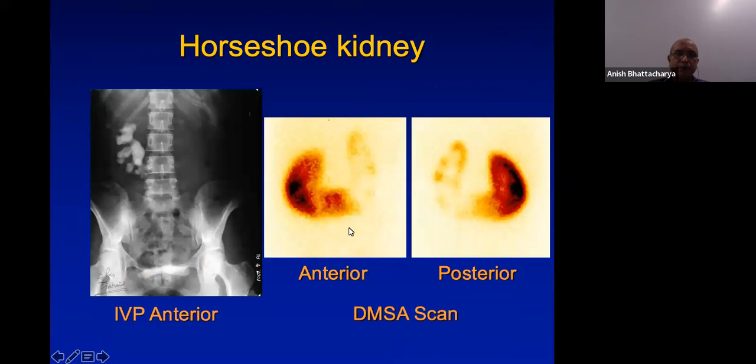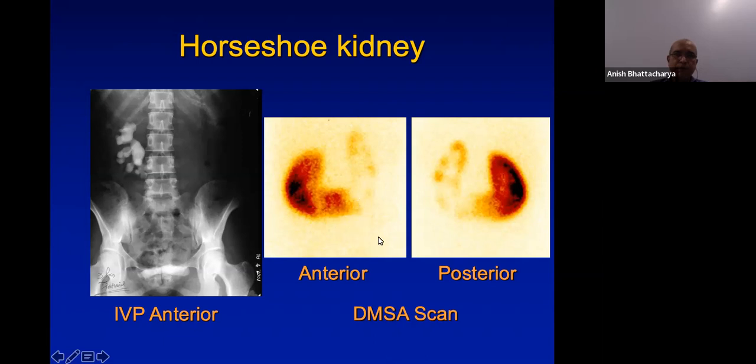Kidney. Now, this is again on a DMSA scan. This is the IVP in the anterior projection. This is the DMSA scan, anterior and posterior projection. So you can make out faint uptake on the left side. This is a hydronephrotic left moiety of the horseshoe kidney. You can also make out the functioning isthmus.